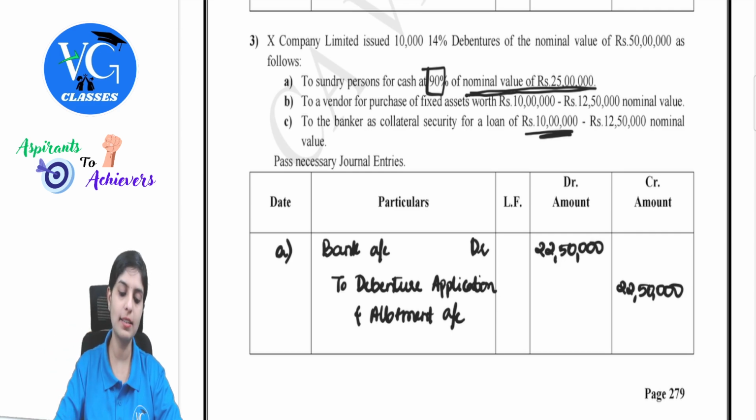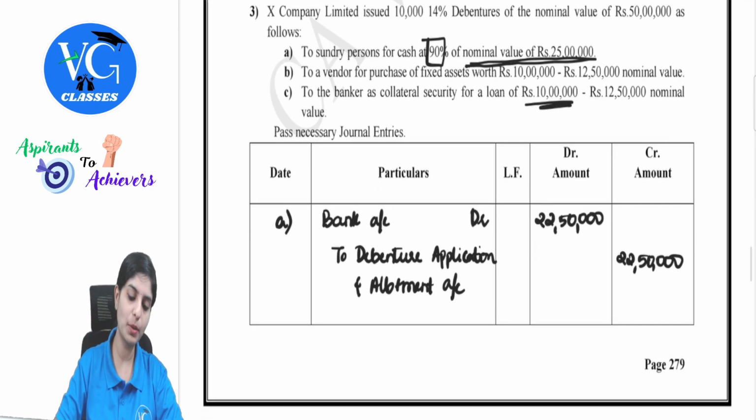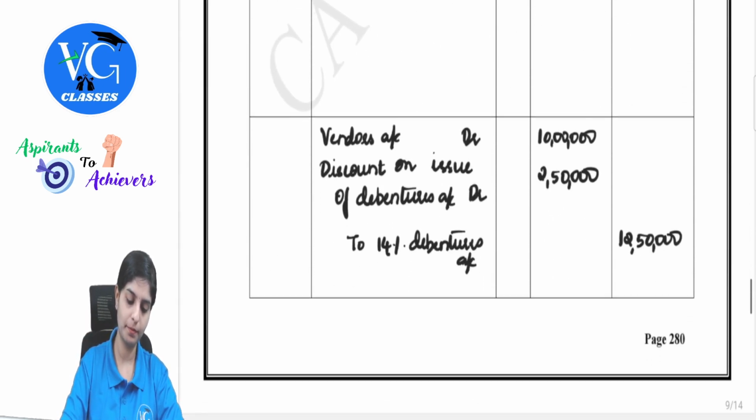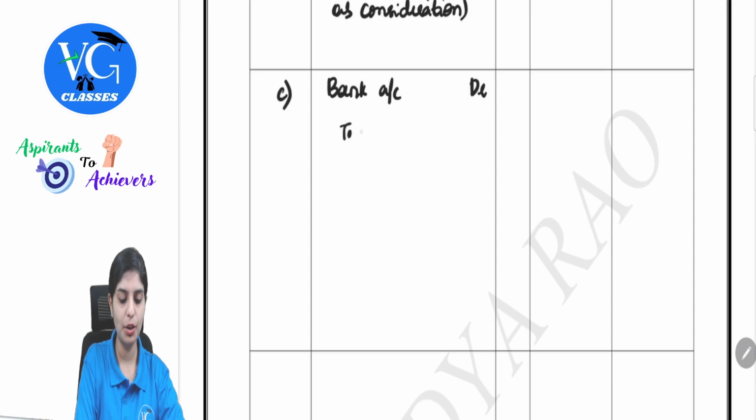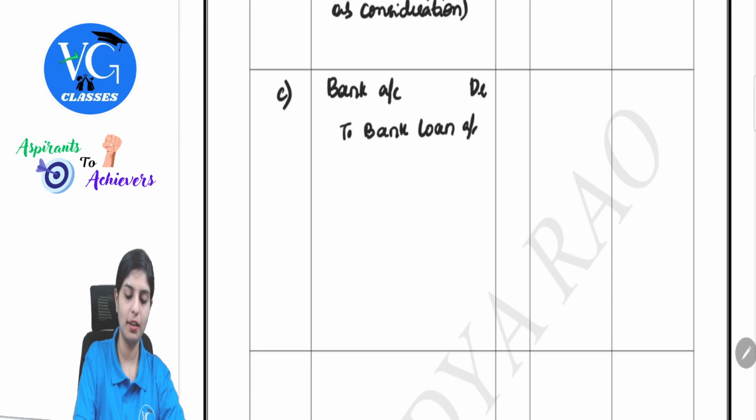So in this case, there is a loan. We will just record the entry for loan. So what would be the entry? Bank account debit. Because when you receive the money, your bank balance will increase, to bank loan. A liability getting created. Loan was worth 10 lakh. So 10 lakh.